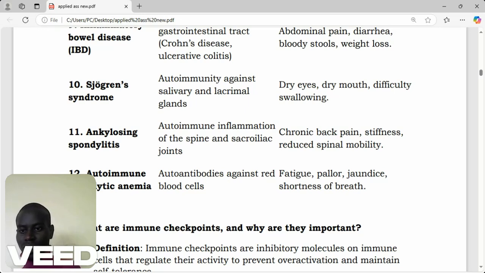The last disease is autoimmune hemolytic anemia. This is caused by autoantibodies against red blood cells. Its clinical manifestations are fatigue, pallor, jaundice, and shortness of breath.